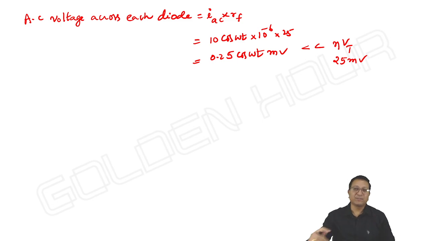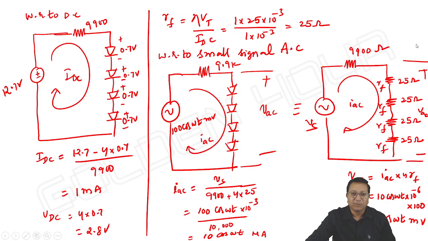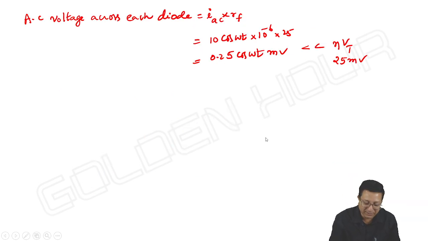Even though the input is 100 millivolt, what is happening here? Maximum voltage can be seen across this resistor. All four diodes together are offering a resistance of 100 ohms, but this resistor alone is offering 9.9 kilo ohms. Obviously, out of 100 millivolt, 99 millivolts is across 9.9k, and the remaining 1 millivolt is across all the four diodes. Right? You can even write.